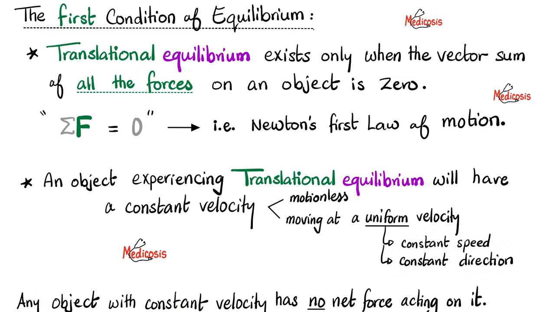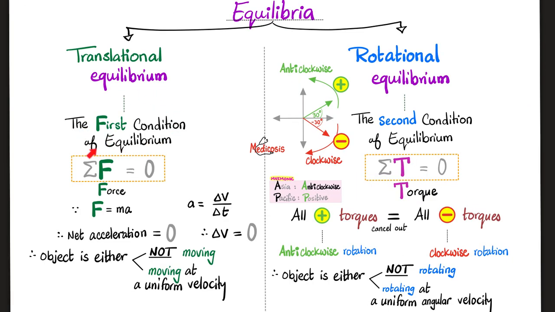And remember, any object with constant velocity has no net force acting on it, because if the velocity is constant, the delta V, change in velocity, is 0, so acceleration is 0, so the net force is 0. But be careful, just because the net force is 0 doesn't necessarily mean that the object is motionless. It could simply mean that the object is moving at a uniform, constant, non-zero velocity. And that was the first condition of equilibrium, describing translational equilibrium. Now let's talk about the second condition of equilibrium, describing rotational equilibrium.